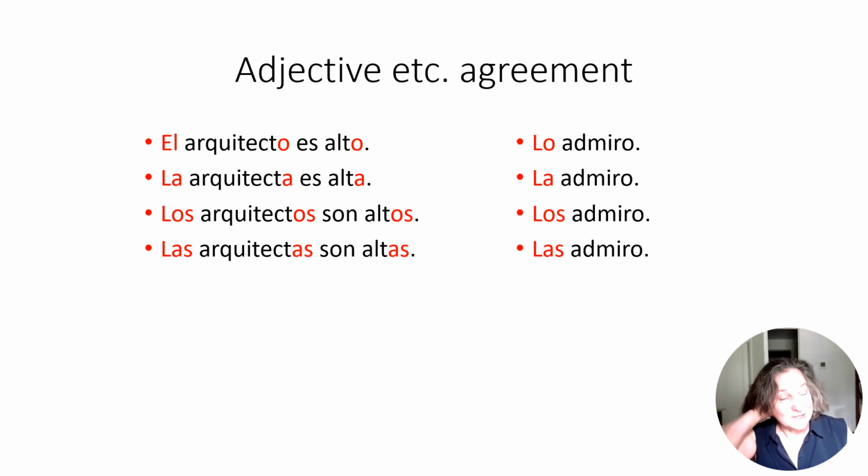When you're using an object pronoun, these also have to agree with the noun they're taking the place of. So if you say, I admire him, the architect, it's going to be lo admiro versus la admiro if it's a female architect. And in English, you can say, I admire them, but in Spanish, it has to be los or las admiro, depending on gender.